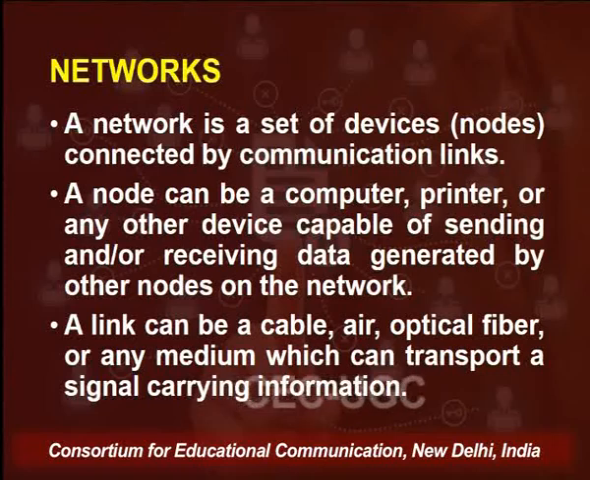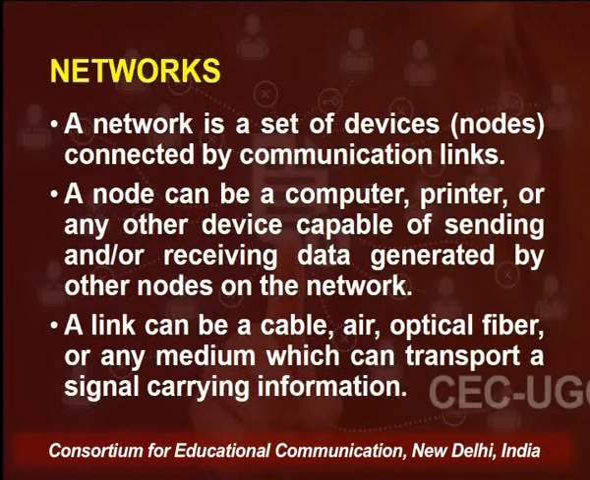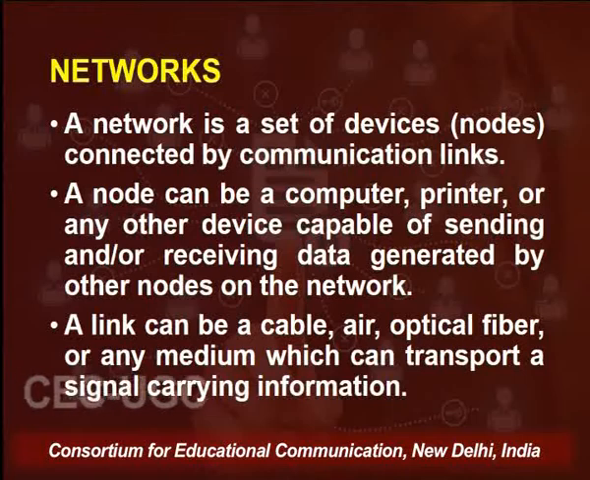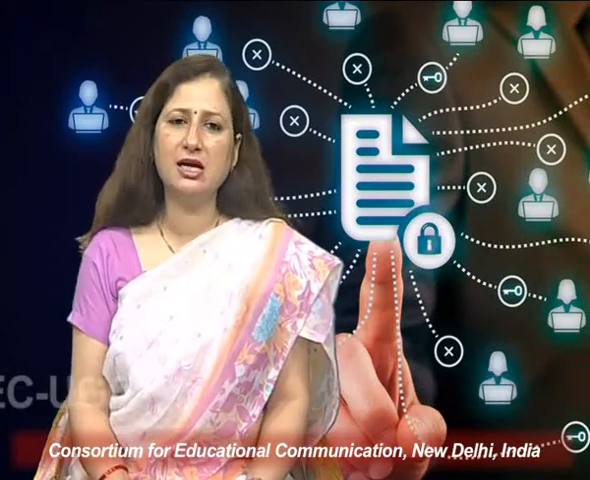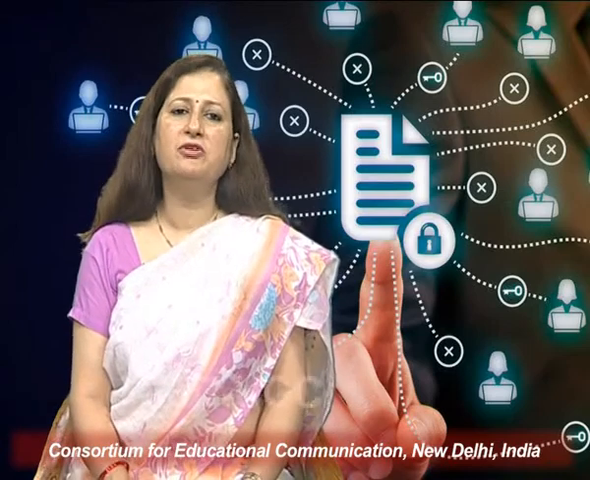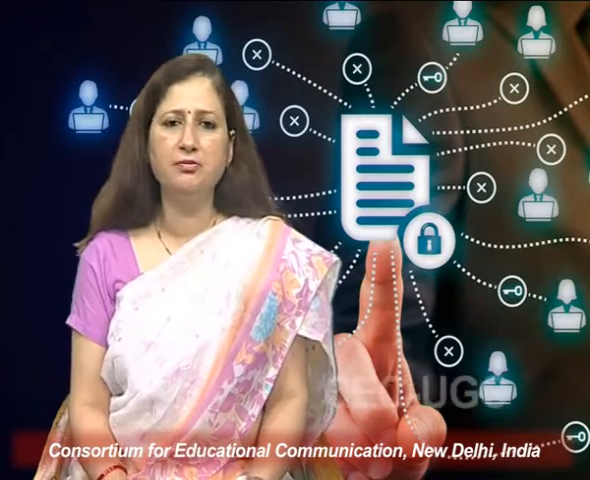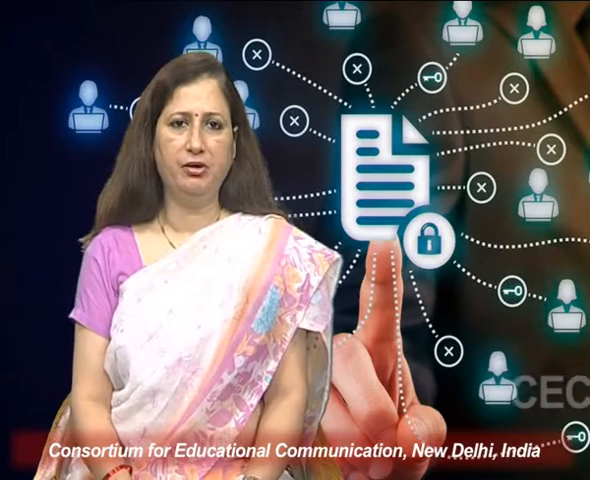So the link through which the data is being sent could be a cable, it could be air, it could be optical fiber, it could be infrared signals, it could be radio waves, it could be any medium which is used for carrying the signal information. So in a network, there are some devices which we call nodes. All nodes are capable of sending and receiving signals, and these nodes are connected through some links, which could be either fiber or cable or the other media, right.